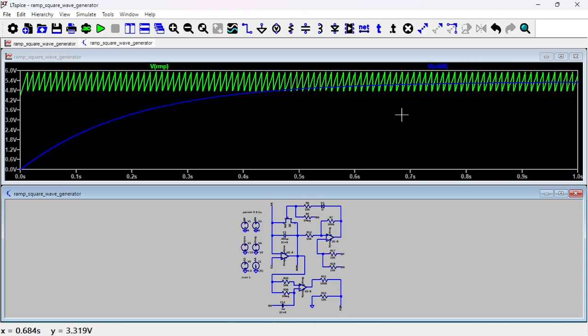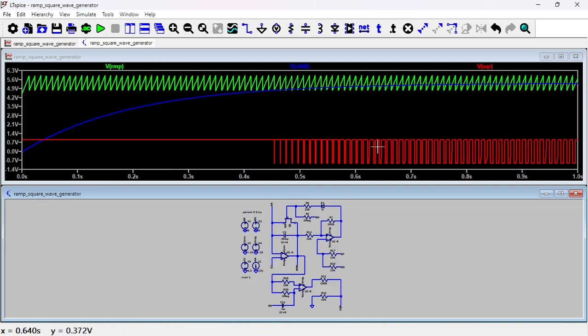And the output, if we look at the output, it's going to be a square wave. And the frequency of the square wave is the same frequency as this sawtooth wave. Okay, so that's your square wave. It does what it's supposed to be doing, so that's good.